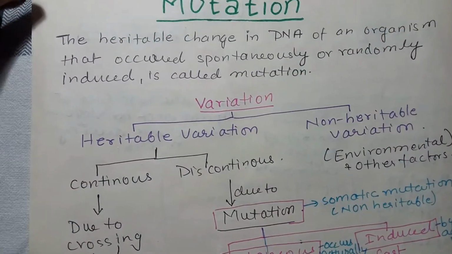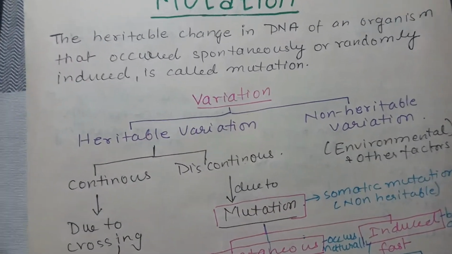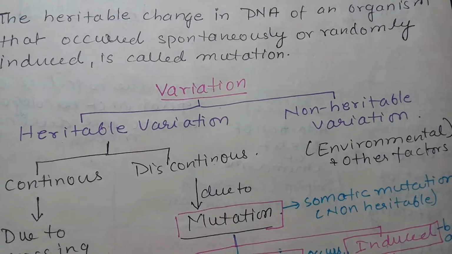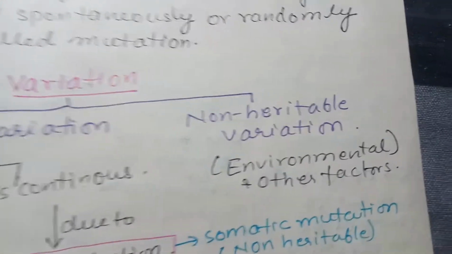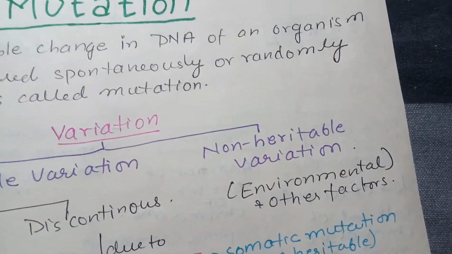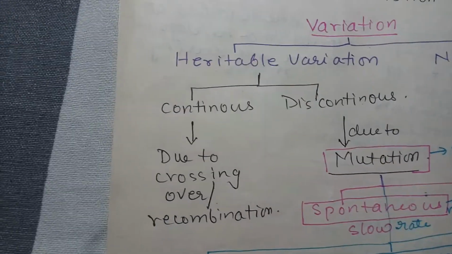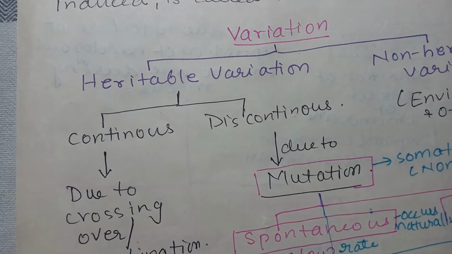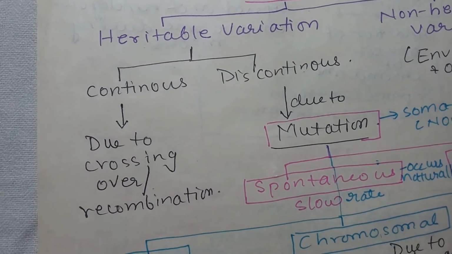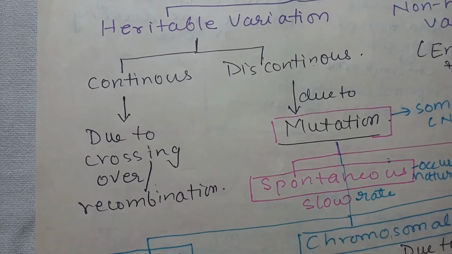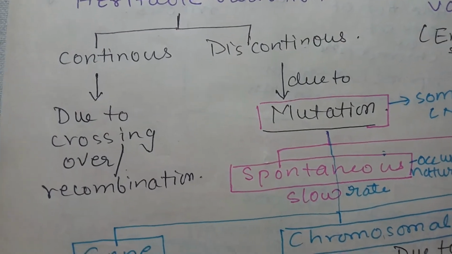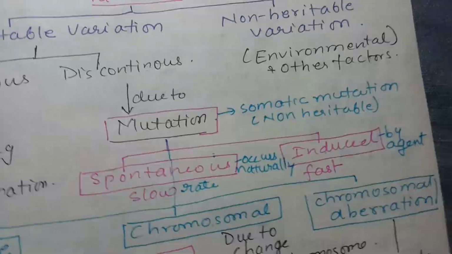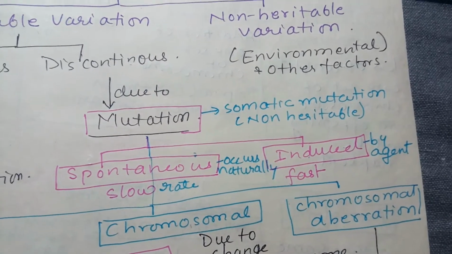Now, let's study mutation under the heading variation. Variation is of two types, heritable and non-heritable. Non-heritable variation is influenced mainly by environmental factors. Heritable variations are of two types, continuous and discontinuous. Continuous occurs due to crossing over during meiosis. Discontinuous mutations may be spontaneous or induced.